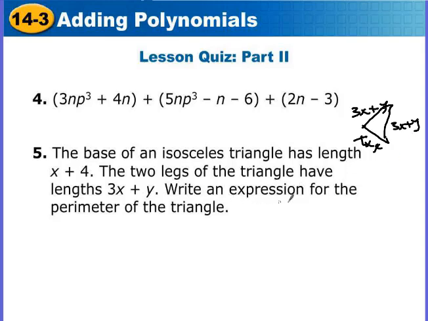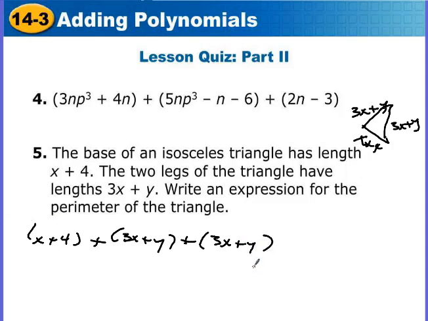It says write an expression for the perimeter of the triangle. So this one would be x plus 4 plus 3x plus y plus 3x plus y. So the perimeter would be all of this added together.